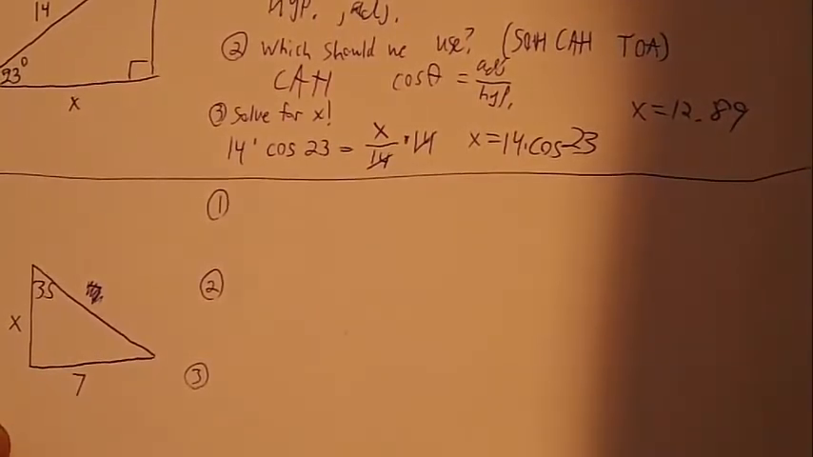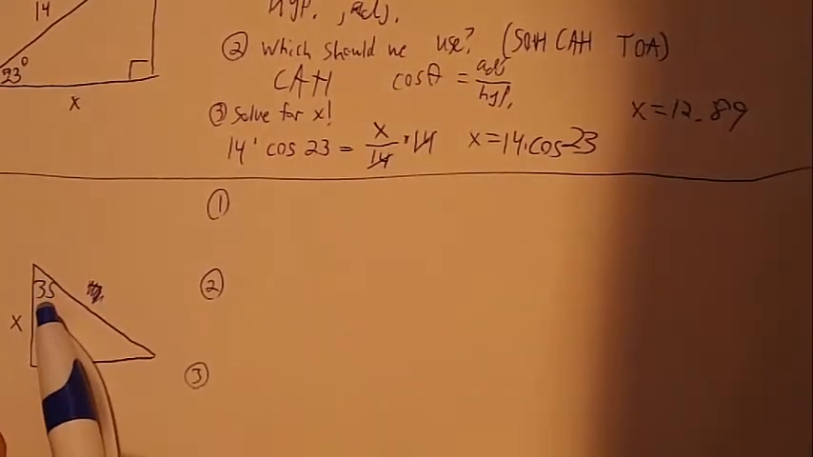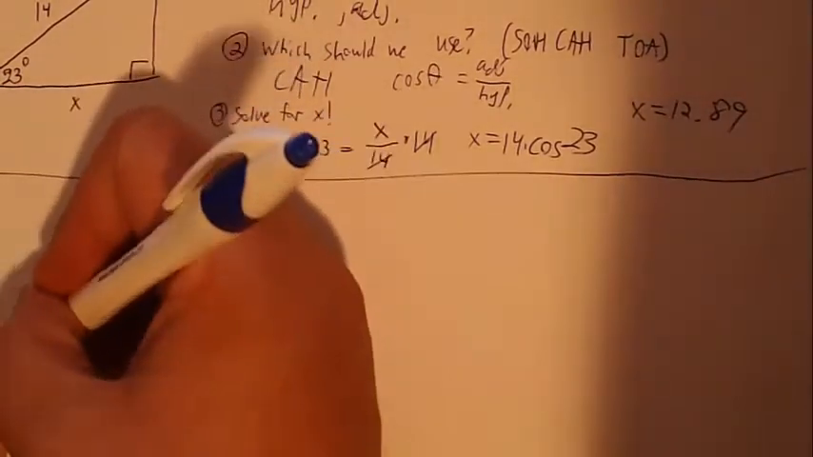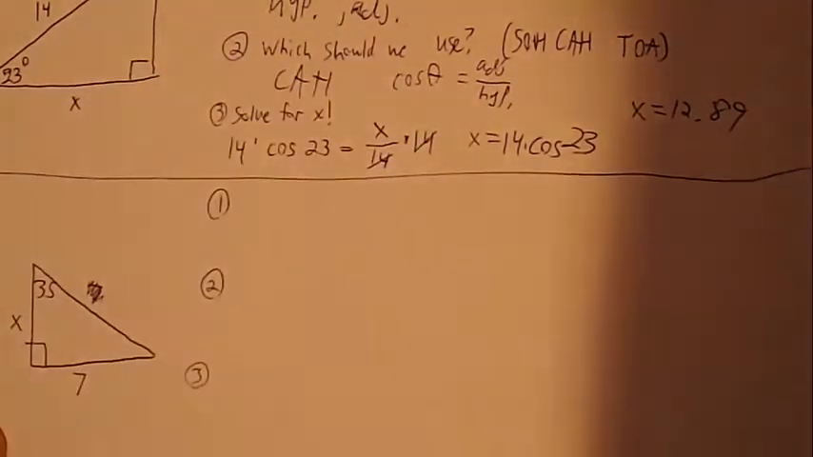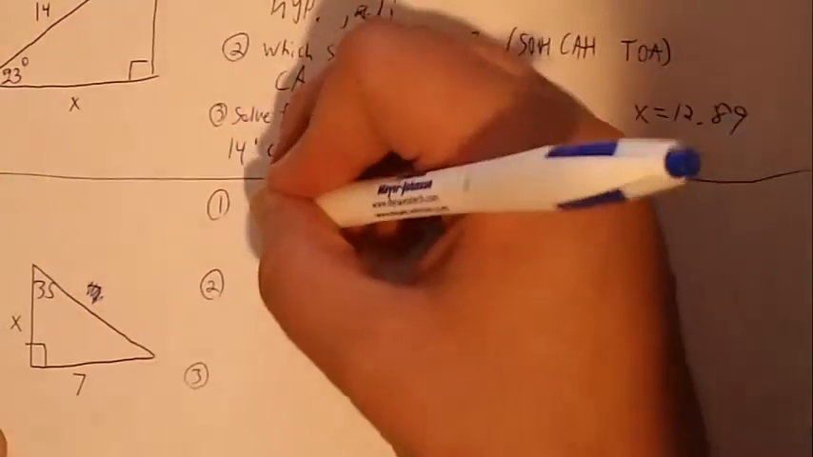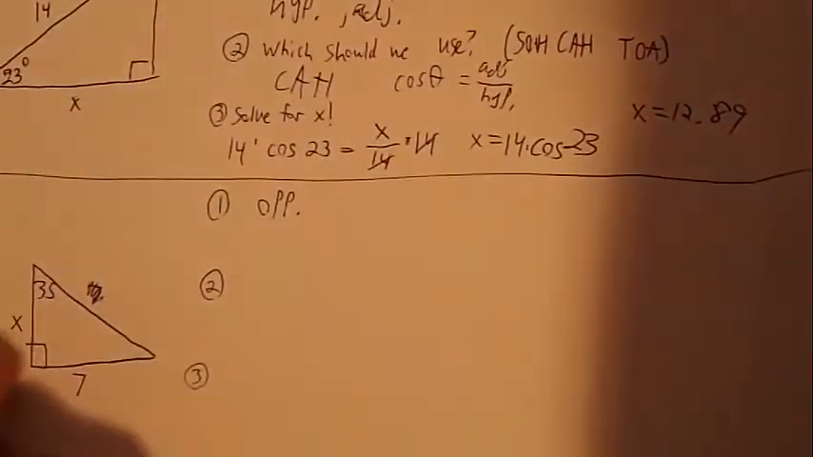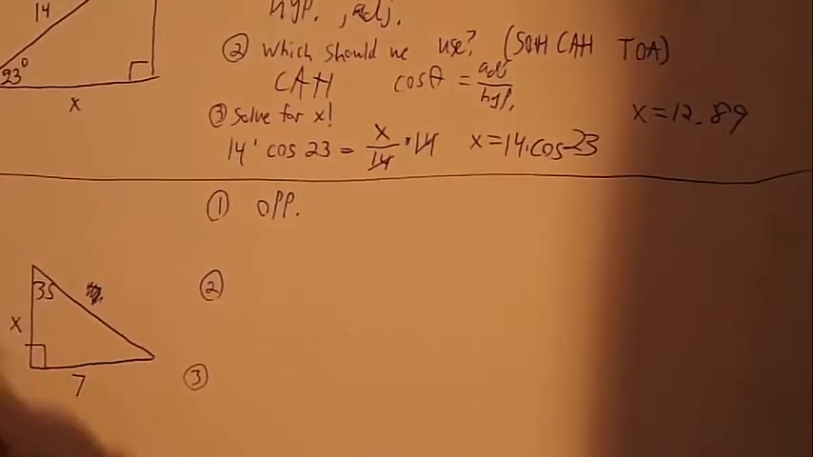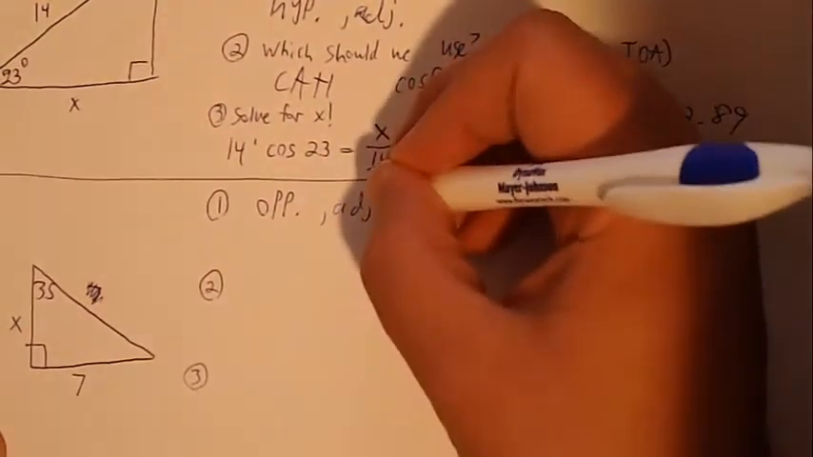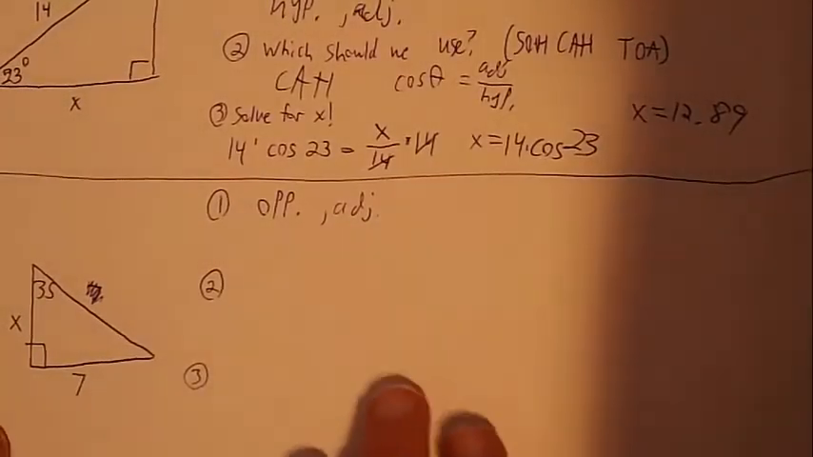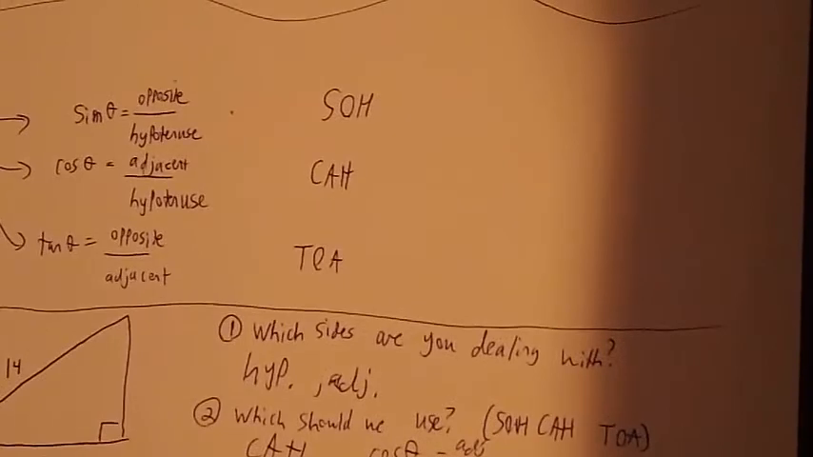So, again, the first question we ask, what sides are we dealing with? Well, here's our angle. Looks like the hypotenuse, which is right here, is not being used. But here we have the opposite side, and here we have, right next to the angle, the adjacent side. And if we look back up here, which one uses opposite and adjacent? That would be tangent. So we're going to use tangent here.